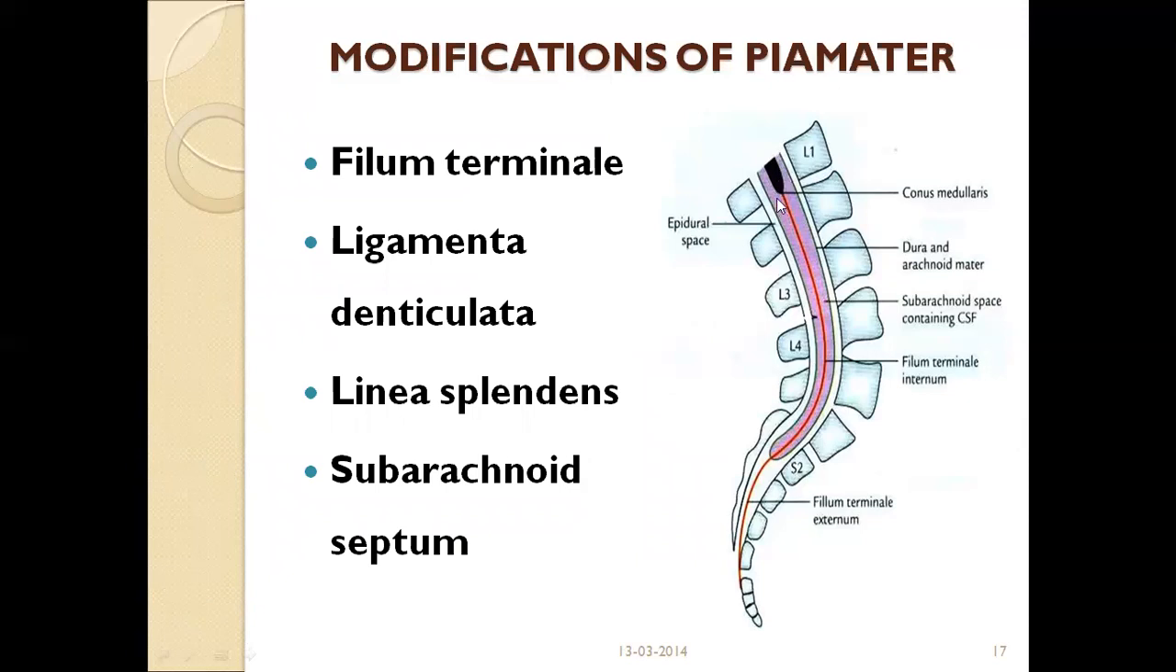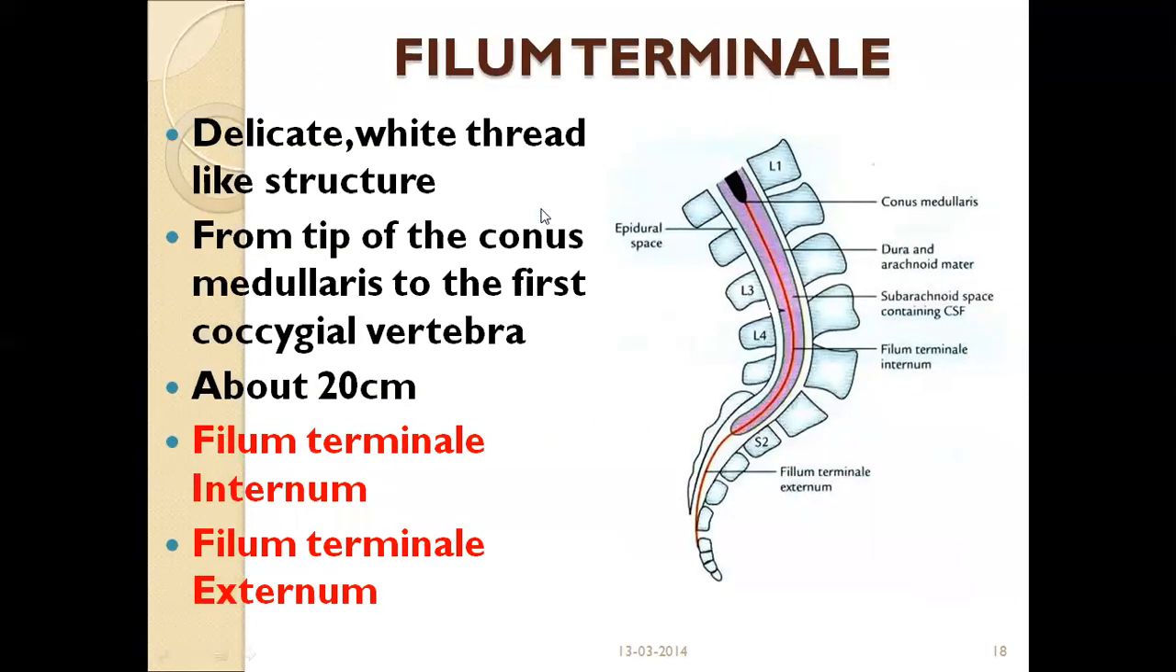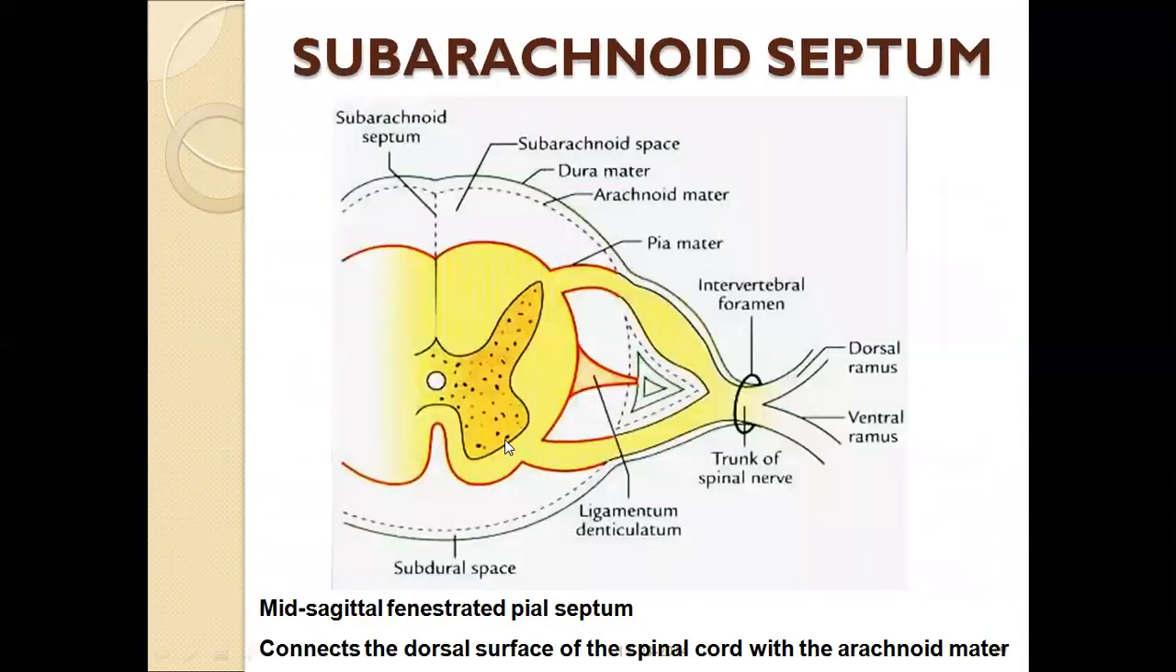Then the modifications of pia mater. One thing we have already studied, that is the filum terminale. Apart from that, we have ligamentum denticulatum, linea splendens, and subarachnoid septum. So filum terminale is a delicate white thread-like structure extending from conus medullaris to the first coccygeal vertebra. The length is 20 centimeters. Inside the dura, it is called filum terminale internum, which is around 15 centimeters. Outside the dura, it is filum terminale externum, which is around 5 centimeters.